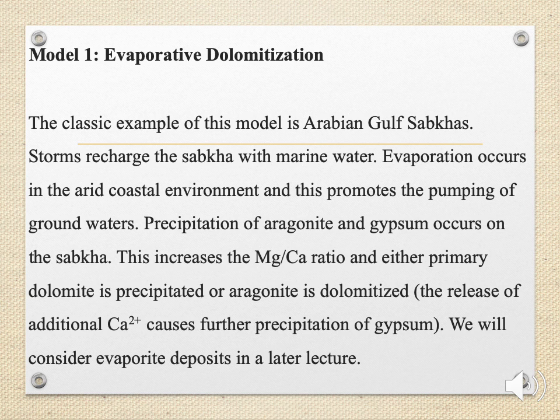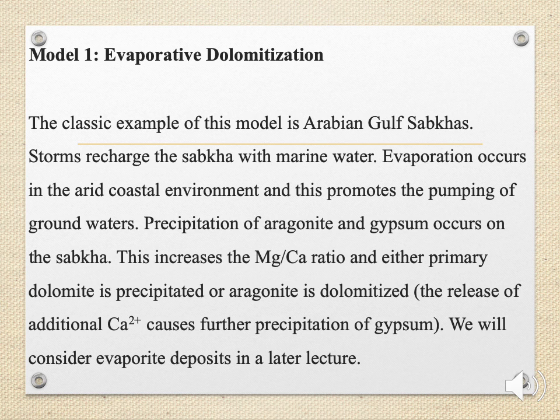And the sabkha is that environment on the coast, on the coastline, in the supratidal zone really, where it's very hot. So, desert beaches and storms will recharge the sabkha with marine water, and evaporation of this marine water occurs because the area is arid, and this promotes the pumping of groundwaters. Now, in this area, you get the very fast, quick precipitation of aragonite and gypsum occurring on the sabkhas.